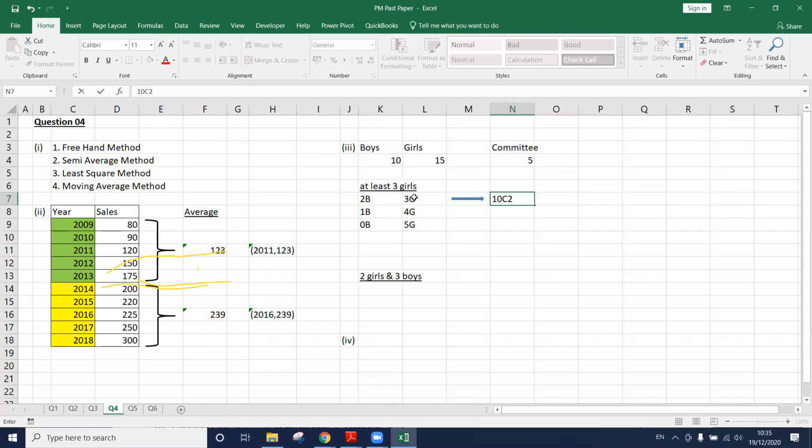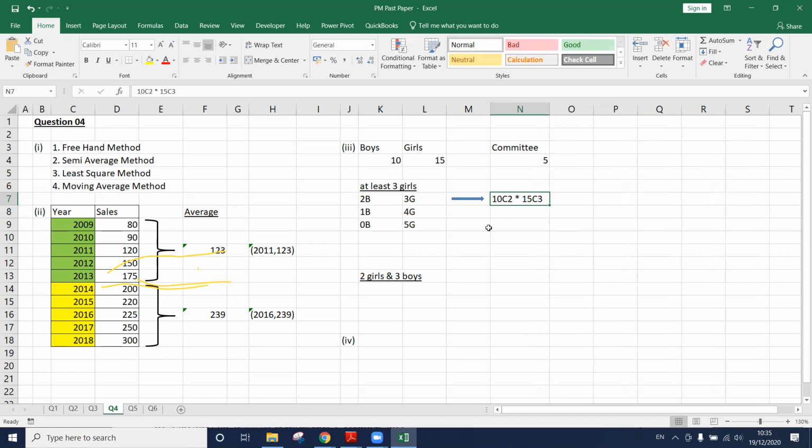Boys two, girls three. The word used here is "and". Yes. But we need to use the multiplication. Right. Now, 10C2. And out of this 15, we need to select 3. It means 15C3. Right? This is option number 1.